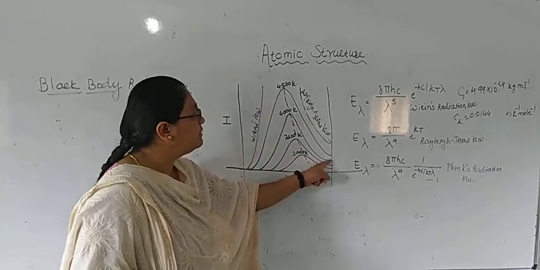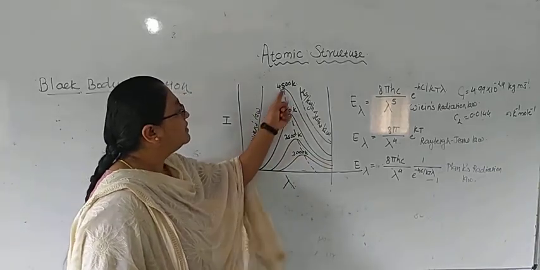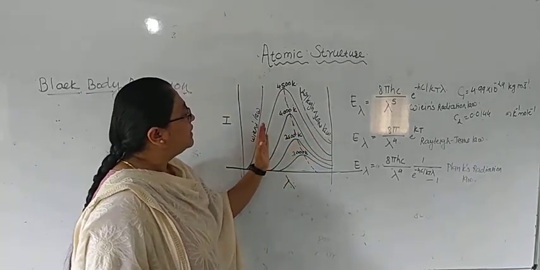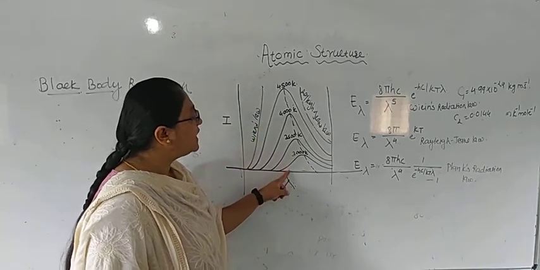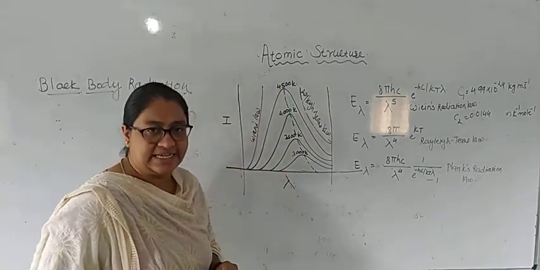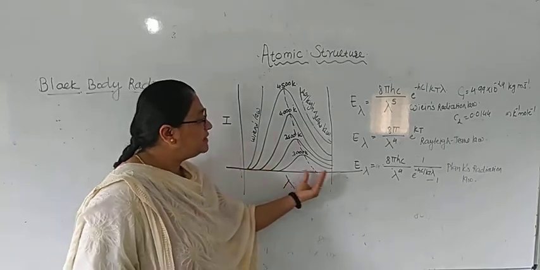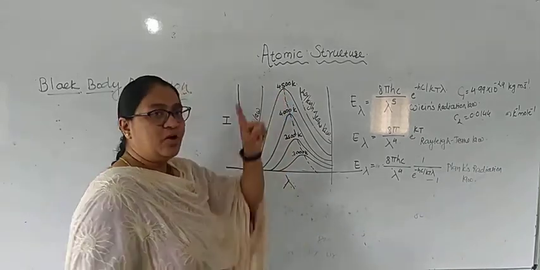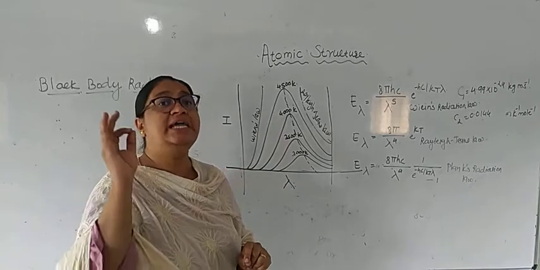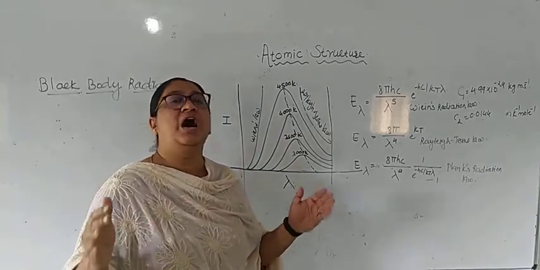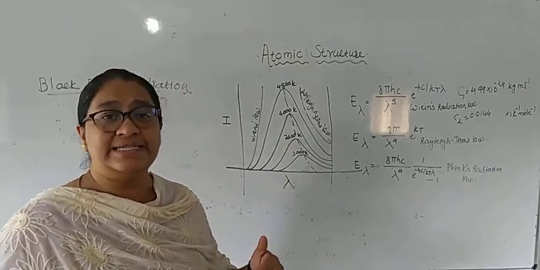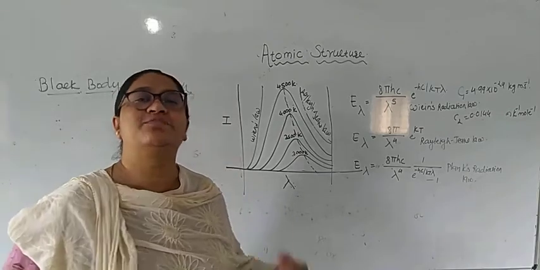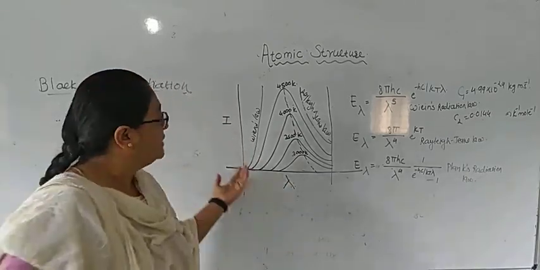Such a curve is obtained. That means the radiation at a definite temperature, this curve we have seen, shows that a radiation of a typical wavelength has the highest intensity, while radiation of some lower and higher wavelengths has lower intensity. This wasn't explained with the help of classical mechanics. Classical mechanics could not explain this. This is the observation.